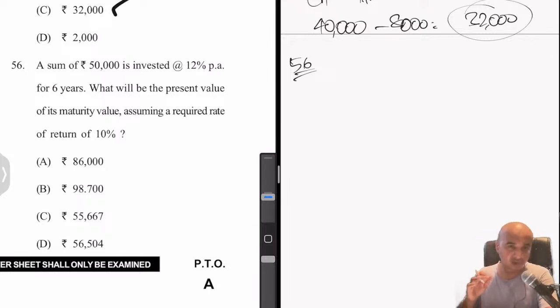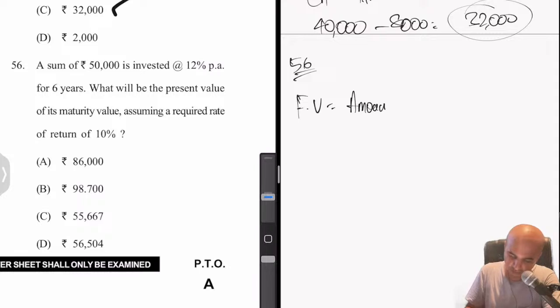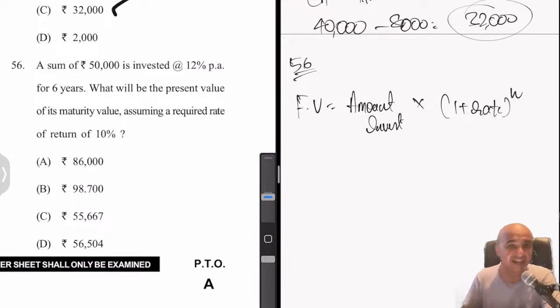First we have to find out what would be the present value. Before we find that, we need the future value of this 50,000 if it is invested at 12% for 6 years. Okay, fine, let's try to find that. Future value is nothing but the amount invested, how much ever we have invested, into 1 plus rate of return to the power of n.